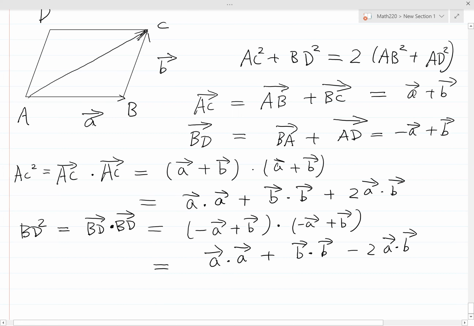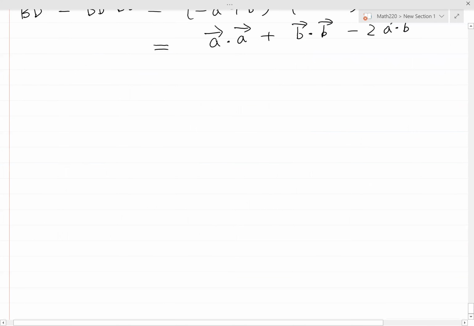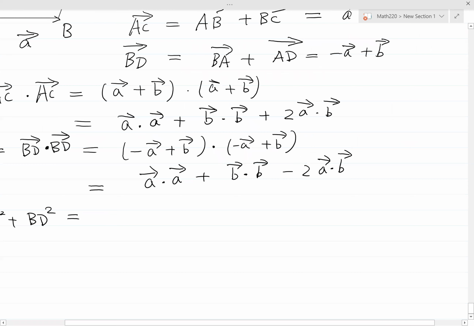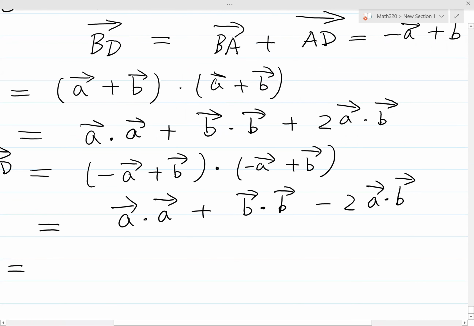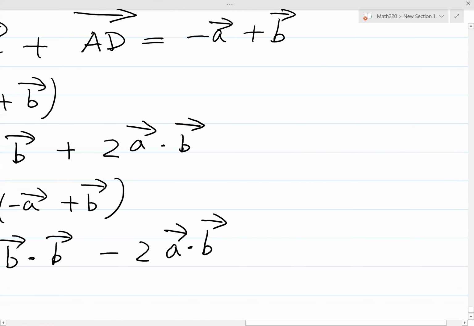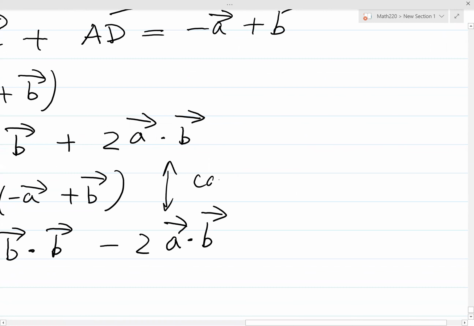So you add them together, AC squared plus BD squared. Do you see? We have a cancellation. We have A squared plus A squared, the same terms. The second term, B squared plus B squared, is the same. And then the last terms, 2 A dot B and negative 2 A dot B, cancel each other if we add them together.